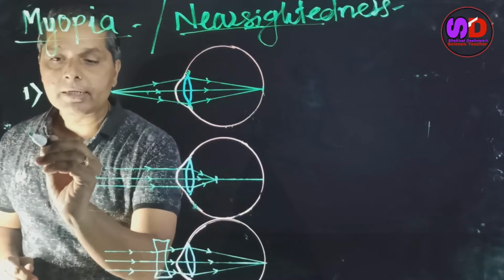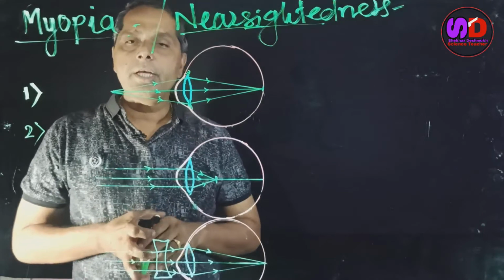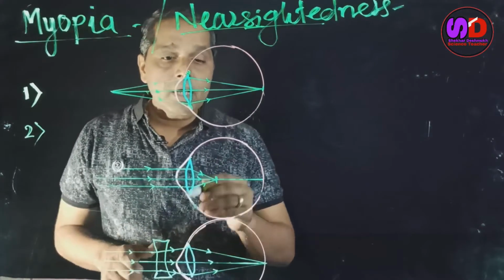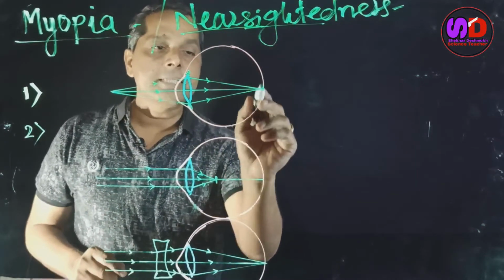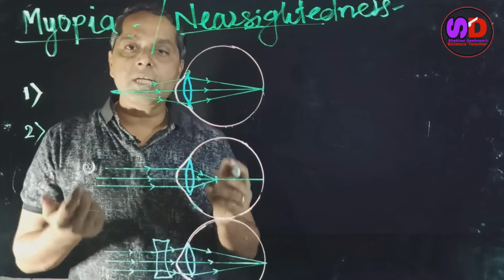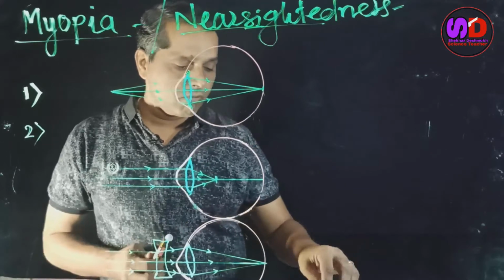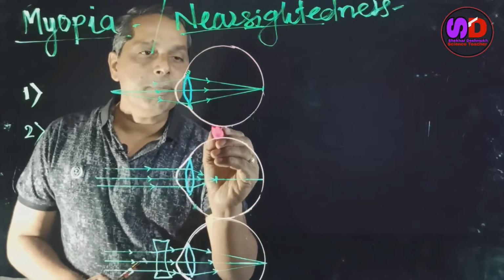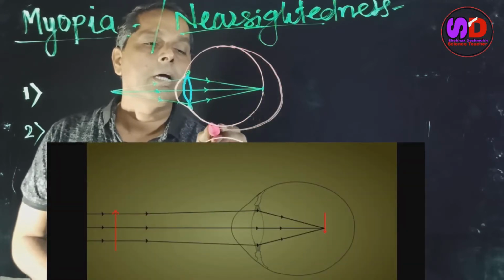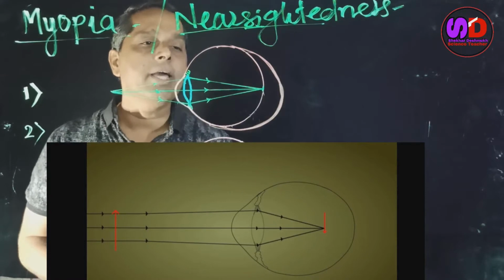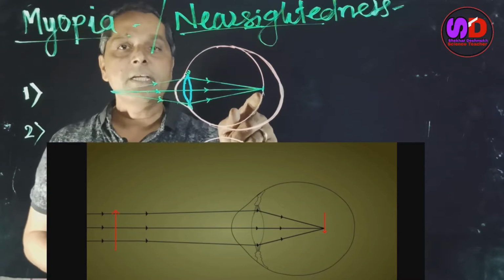The second possible reason is if the shape of the eyeball changes. We know the eyeball is circular in shape, but due to some reason, if the eyeball becomes elongated. What is the meaning of elongated? If the shape of the eyeball, instead of this shape, gets elongated in this way, then in that case also the image is formed in front of the retina.